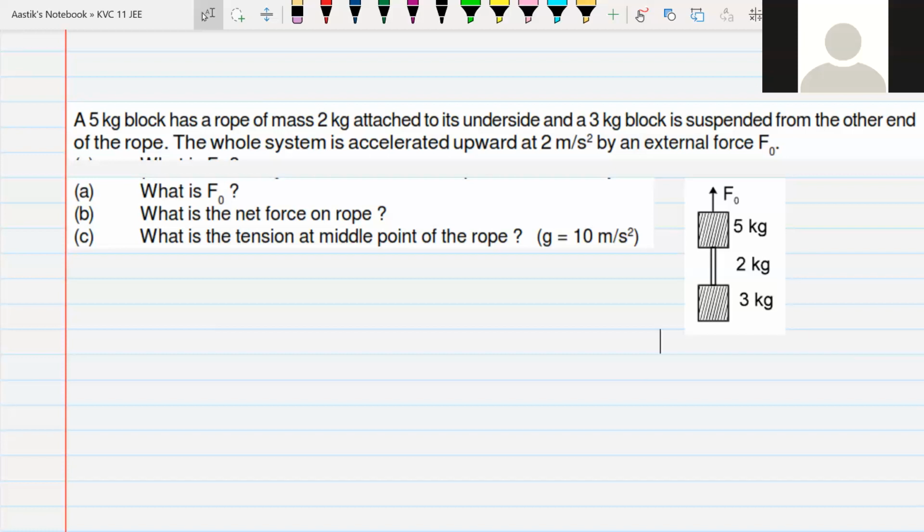F naught is 60. Yes, bacha. F naught is 60. No. F naught is not 60, beta. Try again. Must have missed something. Try it again. I know you can do this. Trust me.